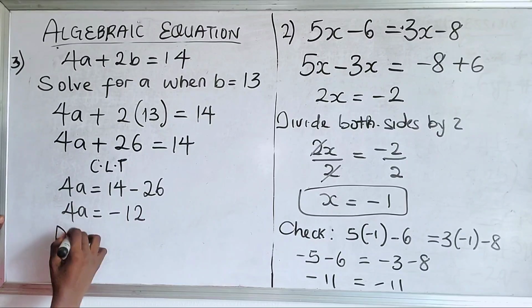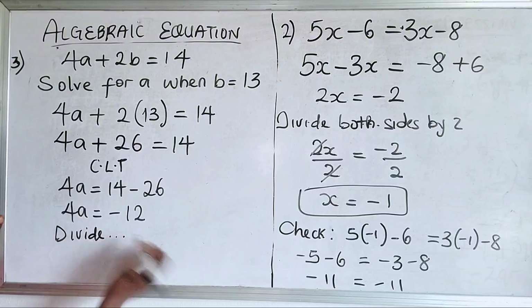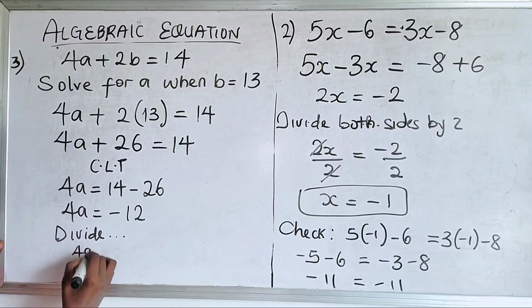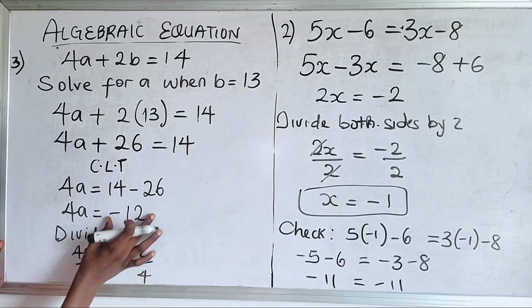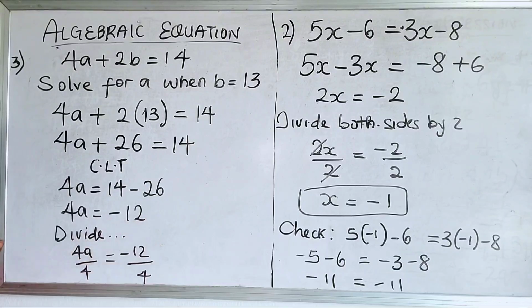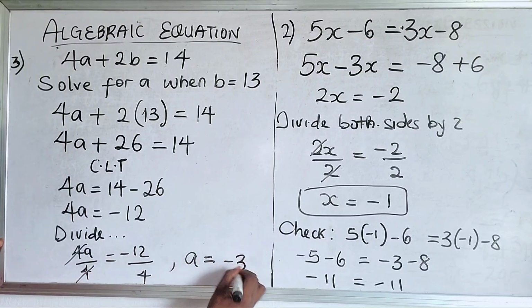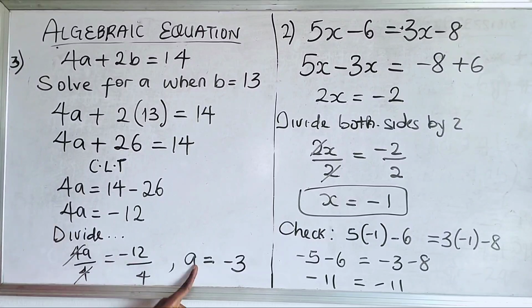Write that. Always explain. Always tell people what you're trying to do. Okay, you have 4a over 4 equals minus 12 over 4. Do not always forget your sign. Okay, so 4 goes in 4. That's 1. So you're left with a equals 4 in minus 12 is minus 3. So the value of a is minus 3.